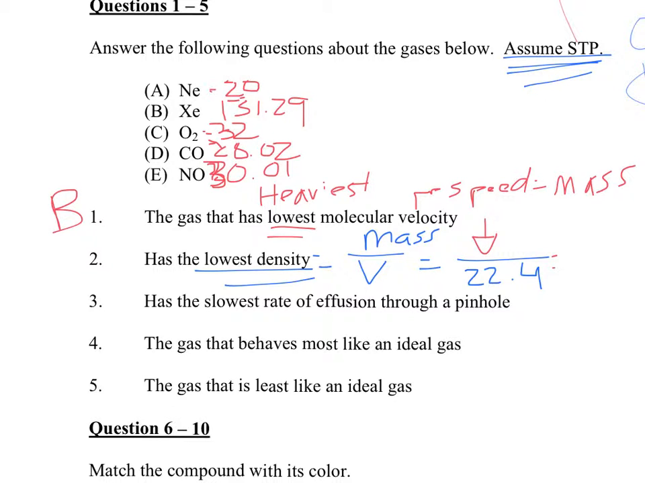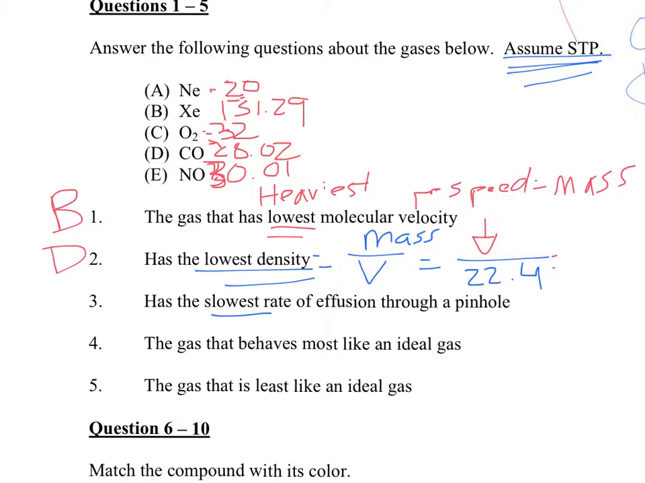Which would be what? We'll double check. Neon is 20, right? 20.18. It actually says the answer is D. D is CO, wow, 28.01. That doesn't make any sense. That makes no sense at all. They're wrong! Well, I kind of disagree. Well, density... All right, we'll move on.